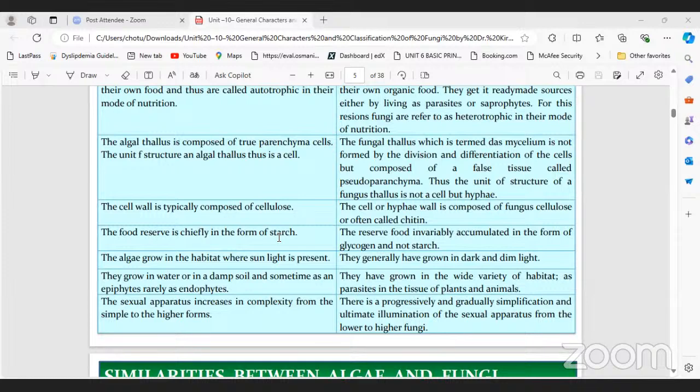Coming to the cell. What type of cell wall is there? Here, the cell wall in algae is made up of cellulose. The fungal cell wall is made up of hyphae, or the cell wall composed of cellulose is often called chitin. A well-defined, typical chitinized wall; it is cellulose in oomycetes. In other classes, the cell wall is made up of chitin. Mostly chitin is dominant in the cell wall of fungi.